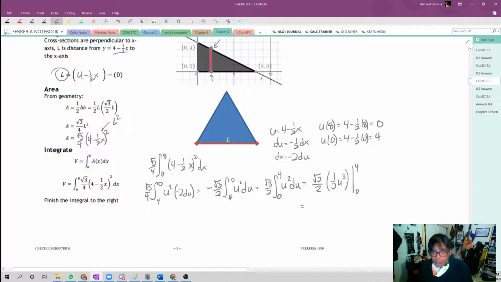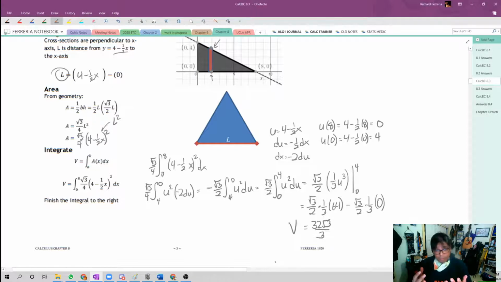Okay, 4 cubed is 64. 64 divided by 2, actually let's slow down. Root 3 over 2 multiplied by 1/3 times 64 minus root 3 over 2 times 1/3 multiplied by 0. Okay, and then we're going to do some simplification, of course. 64 divided by 2 is 32. So this is going to be 32 root 3 over 3 for the volume.